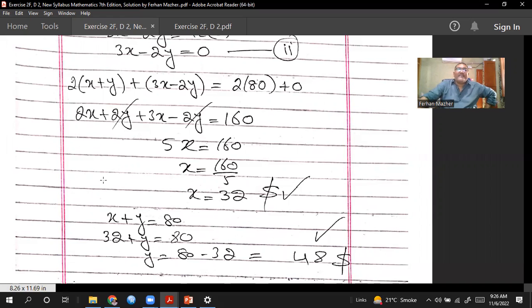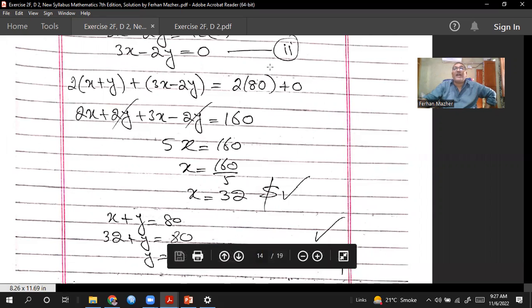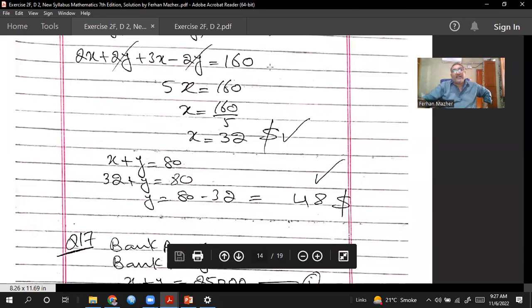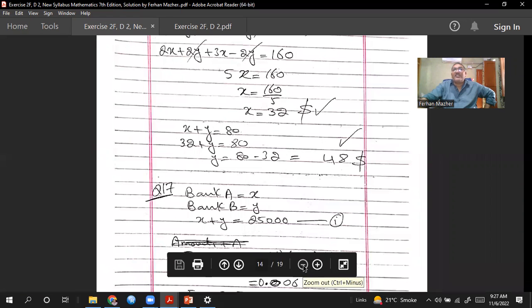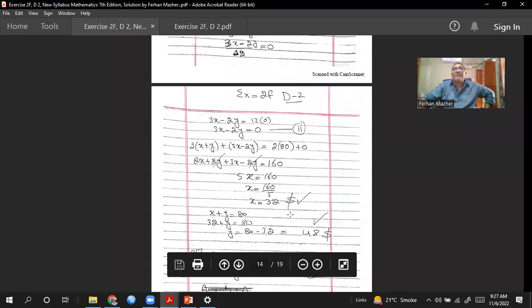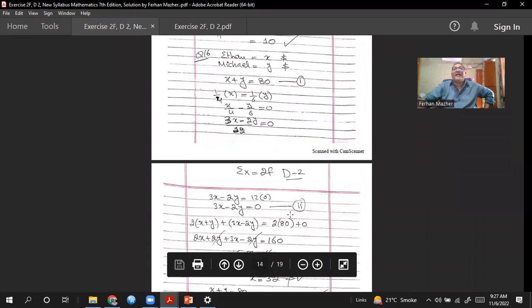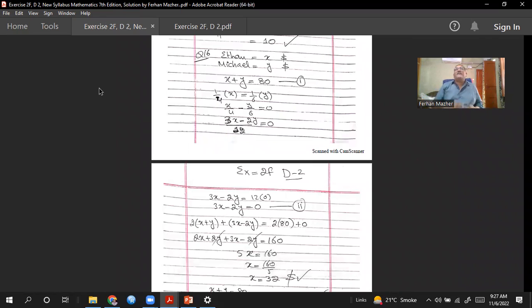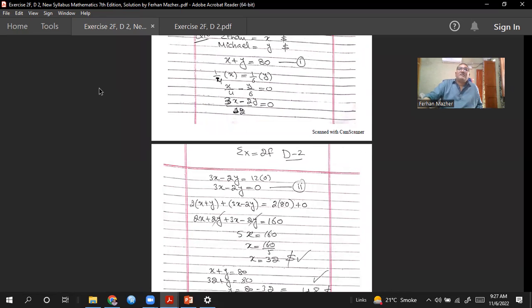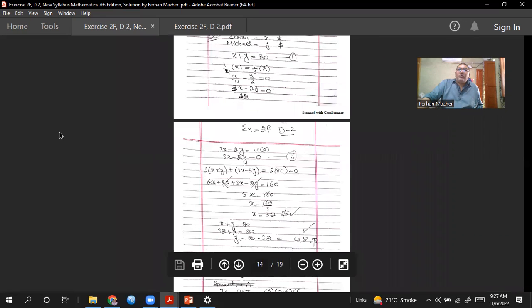Now, the first equation is x plus y equals 80. In the place of x, I will substitute 32. So 32 plus y equals 80. So y will be equal to 80 minus 32, and that will give me $48. So the share of Athens is $32, and the share of Michael is, how much was it? $48.